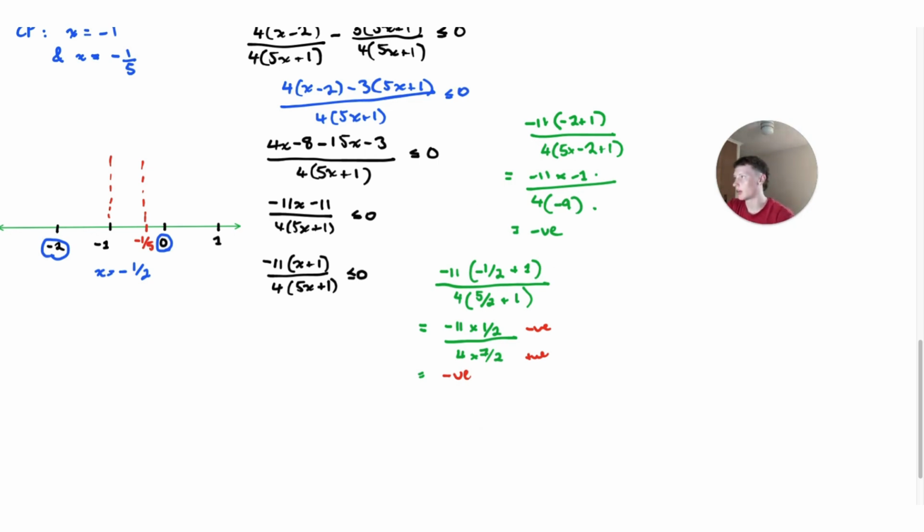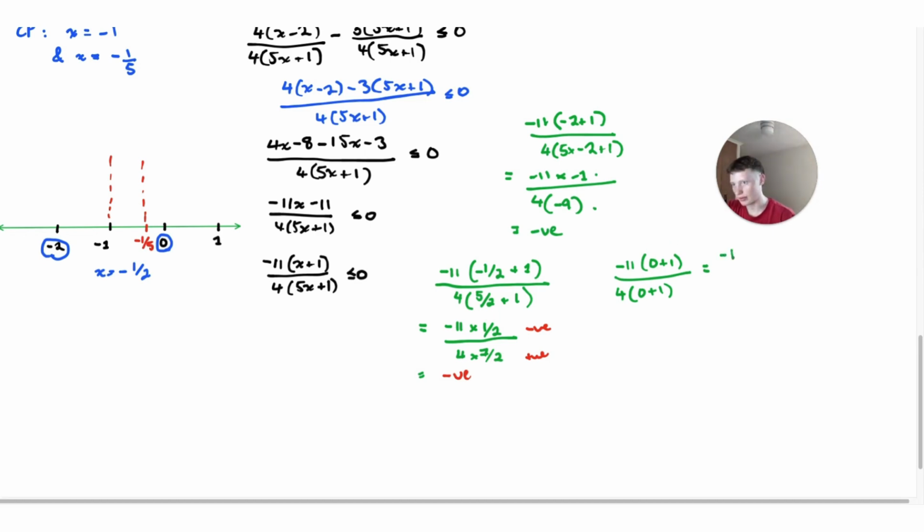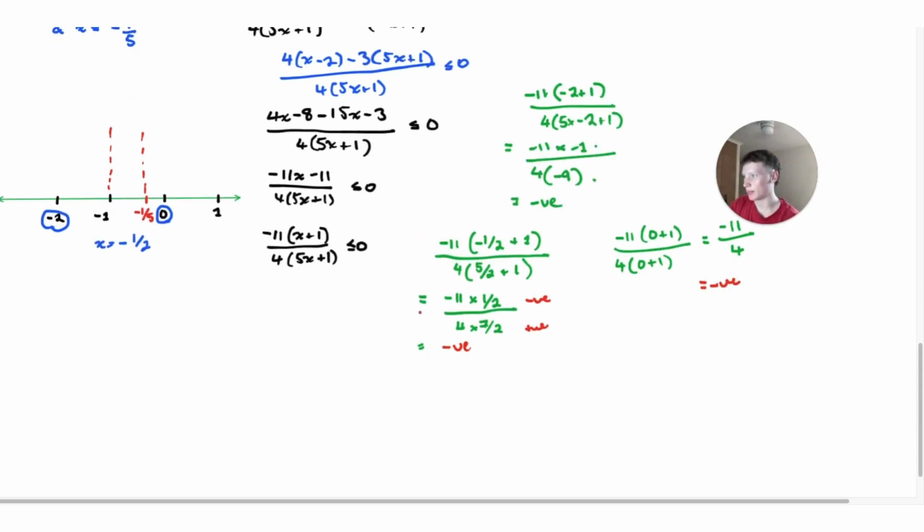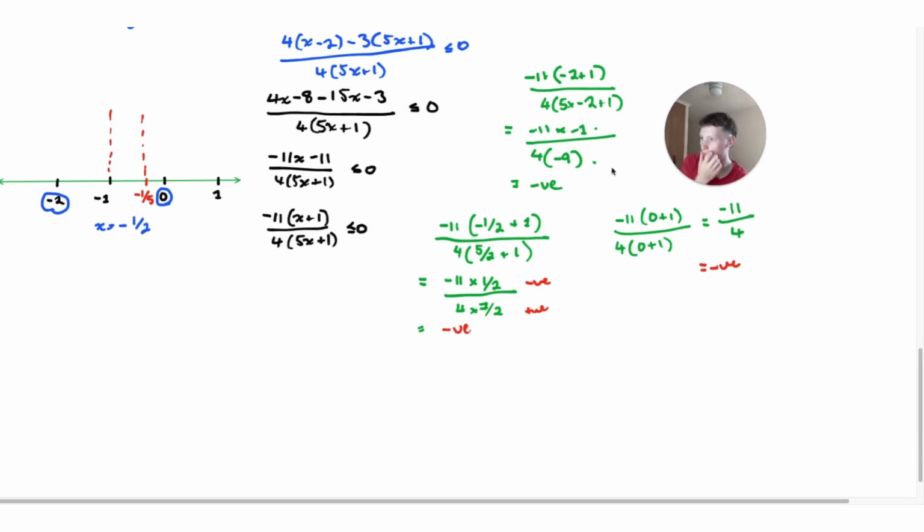Likewise, when we go 0, let's try 0, we're going to get negative 11 times 0 plus 1 over 4 outside of 0 plus 1. That will be negative 11 on the top again, and then 4 on the bottom. So once again, that's also going to be a negative solution. Okay, sorry. I just realized I made a mistake here because you wouldn't expect all three to be negative. So this is a good bit of troubleshooting on the fly. If you see all three of the same sign, it's a bit weird.